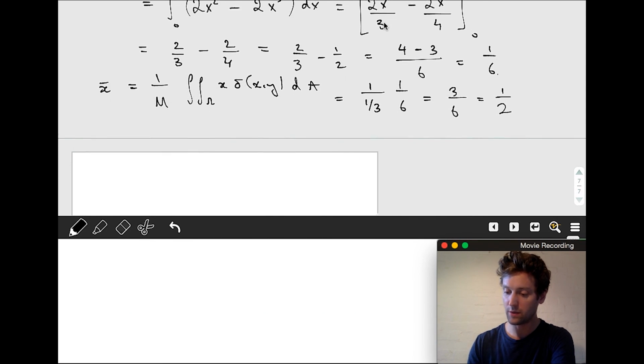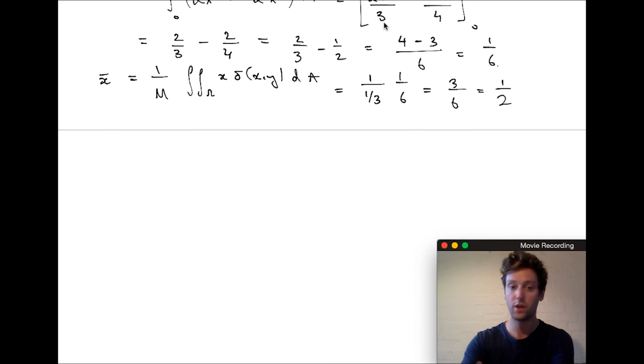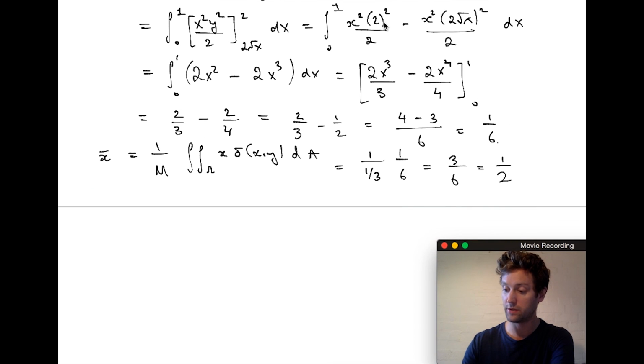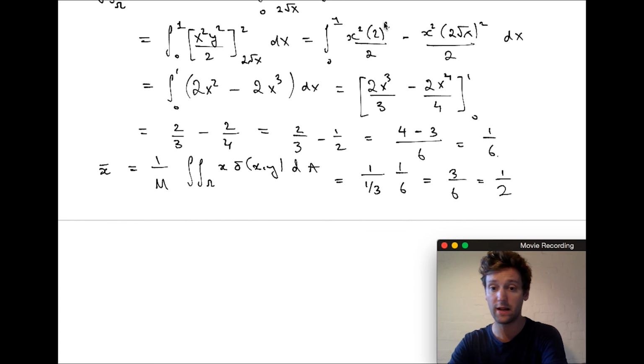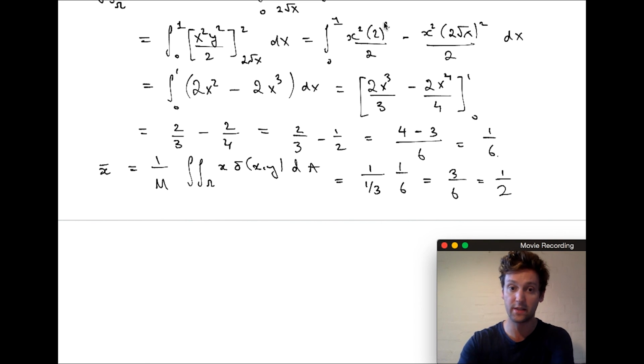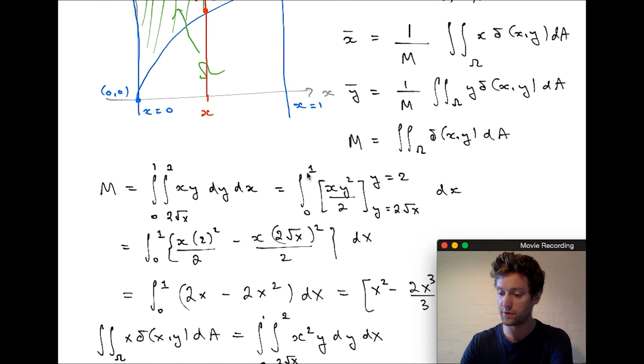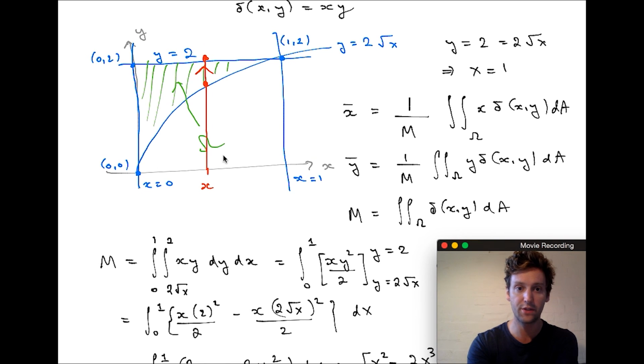Now, to calculate the y center of mass coordinate, we might be tempted to just appeal to symmetry, right? And just say, well, this thing looks pretty symmetric about x and y. The density is symmetric, it's equal to xy. But in fact, if we look at our region of integration here, you see that I can't swap x and y to get the same shape. X and y are not symmetric in the region of integration.